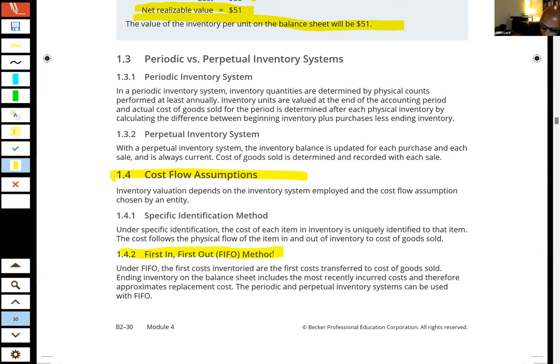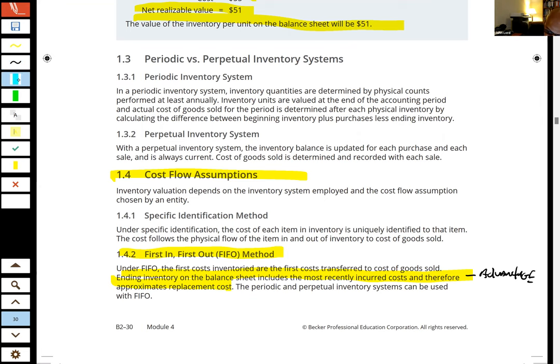Ending inventory on the balance sheet includes the most recently incurred cost and therefore approximates replacement costs. What do you think? Advantage or disadvantage of FIFO? Advantage. Good. Because the balance sheet is pretty much showing what it would cost us to replace the inventory, because in first in, first out, we're taking a cost to get sold those things that we bought a long time ago, right? Okay.